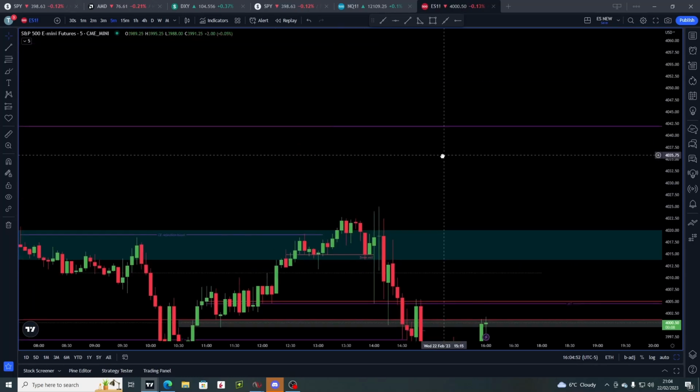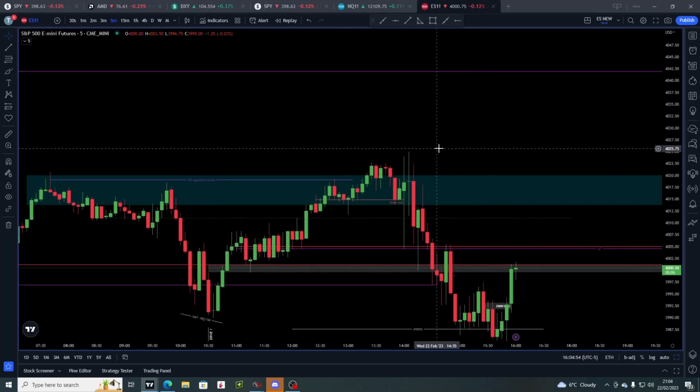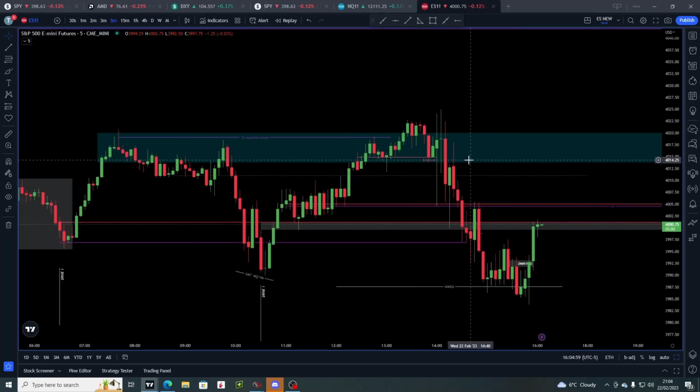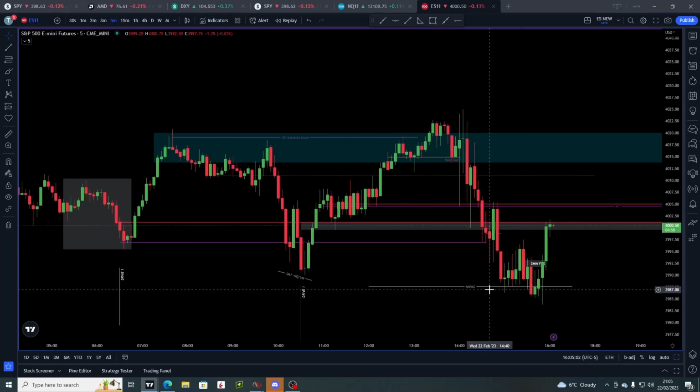I wanted to see continuation. I wanted to see us run into the 30s, but price decided to be weak and moved back down. And what was it targeting? It was obviously targeting that new weekly opening gap, right?